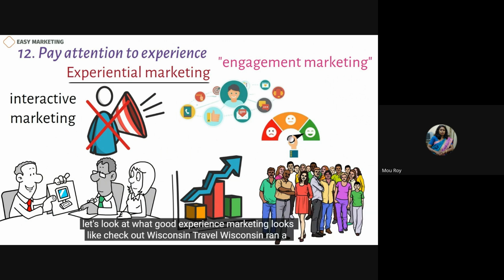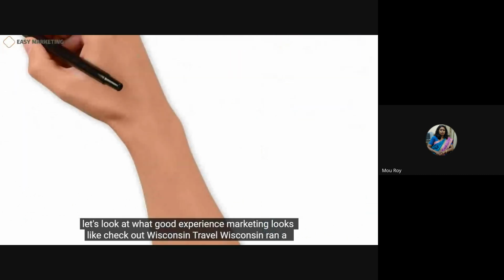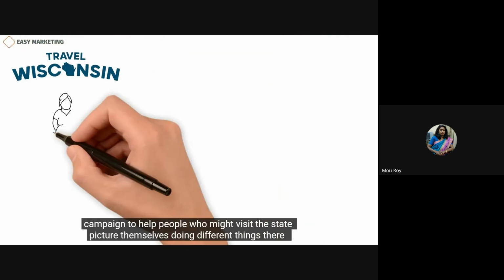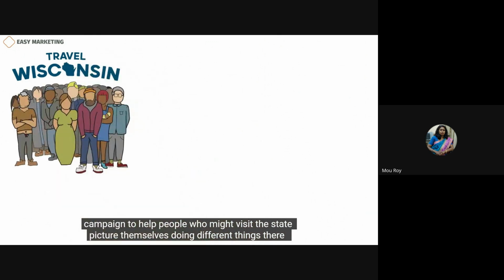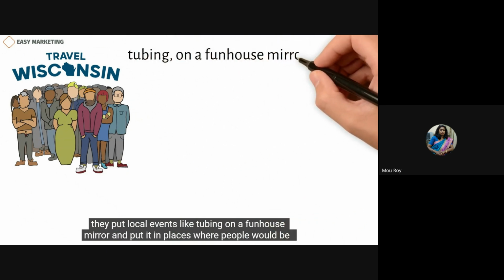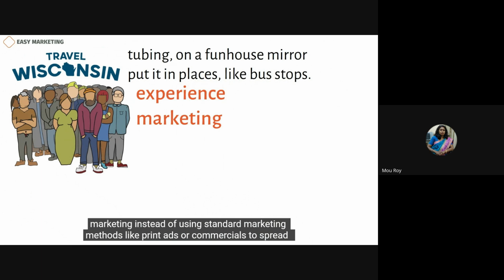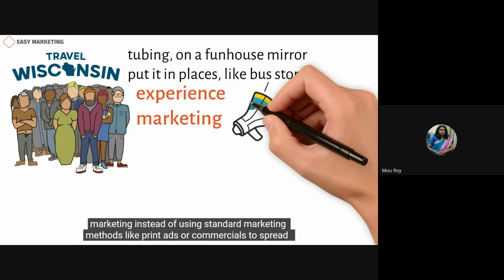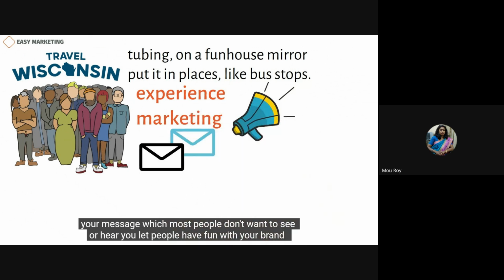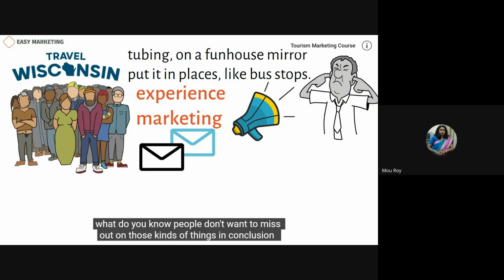Let's look at what good experience marketing looks like. Check out Wisconsin. Travel Wisconsin ran a campaign to help people who might visit the state picture themselves doing different things there. They put local events, like tubing, on a funhouse mirror and put it in places where people would be waiting, like bus stops. As you can see, experience marketing is not the same as other types of marketing. Instead of using standard marketing methods like print ads or commercials to spread your message, which most people don't want to see or hear, you let people have fun with your brand. People don't want to miss out on those kinds of things.